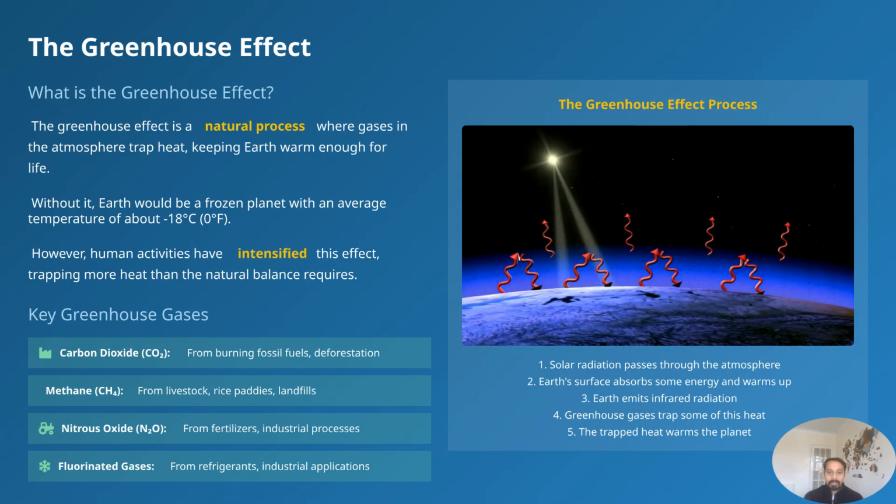The greenhouse effect is a natural process where gases in the atmosphere trap heat, keeping the planet warm, but human activities have intensified this effect. Key greenhouse gases include carbon dioxide, methane, nitrous oxides, and fluorinated gases. Without the greenhouse effect, Earth would be a frozen planet, but too much of it leads to global warming.